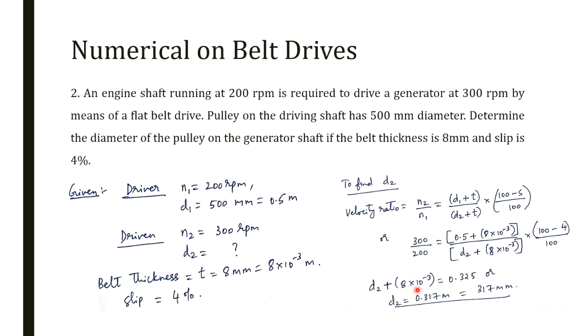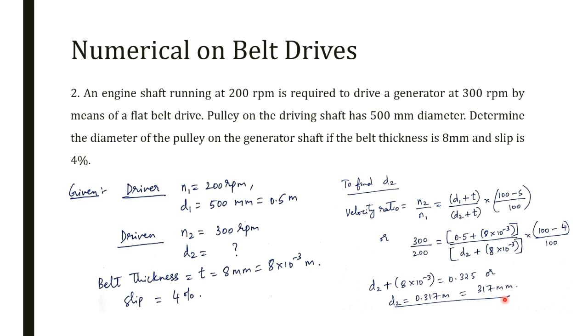So D2 plus 8 into 10 raised to minus 3 is equal to 0.325. Simplify the value and then get the answer. D2 is equal to 0.317 meter. Since the diameter of the driving shaft is given in terms of mm, convert that meter into mm and then keep your answer. So the final answer should be in terms of millimeter, just because the pulley on the driving shaft is given in terms of millimeter. 317 millimeter is the diameter.